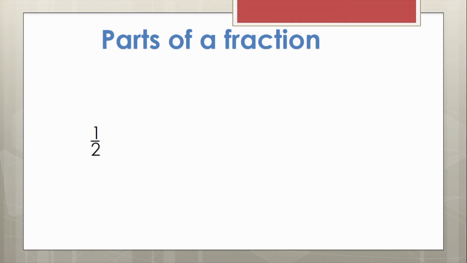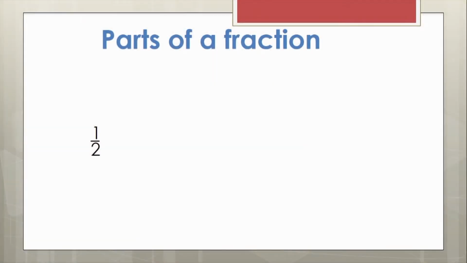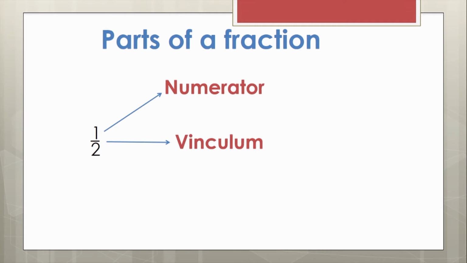So let's look at the parts of a fraction. This is a representation of the fraction you saw this morning with the pizza. So we have 1/2. Each of us got 1/2. So that 1 is called the numerator. Then you notice that line in the middle separating the numerator and the denominator. It is called the vinculum. And that number underneath is called the denominator.